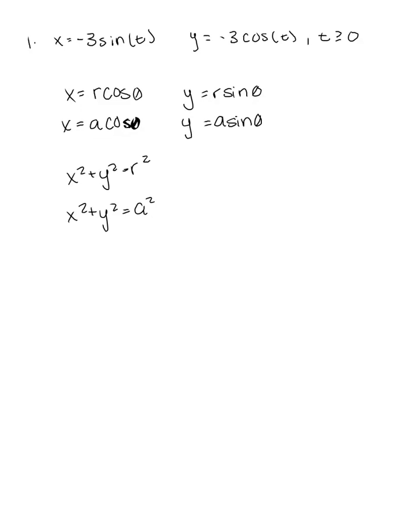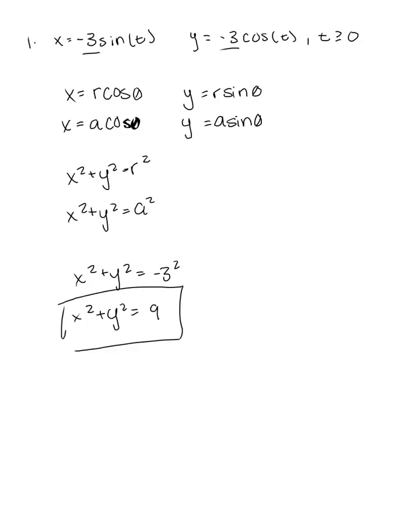So with this equation, you can kind of make the correlation. Obviously, there is a 3, which would be the equivalent to a in this case. So if you plug that into the x squared plus y squared, you would get -3 squared, which is just 9, so x squared plus y squared is equal to 9. And then that would be the answer for the first question.